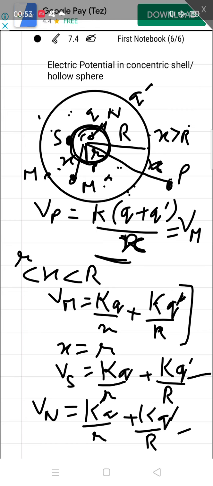Now we have to be very careful about where the point is located in such kinds of problems. If the point is located outside the body, then we get this expression, but if the point is located on the surface or anywhere inside the shell, then the expressions are all the same.